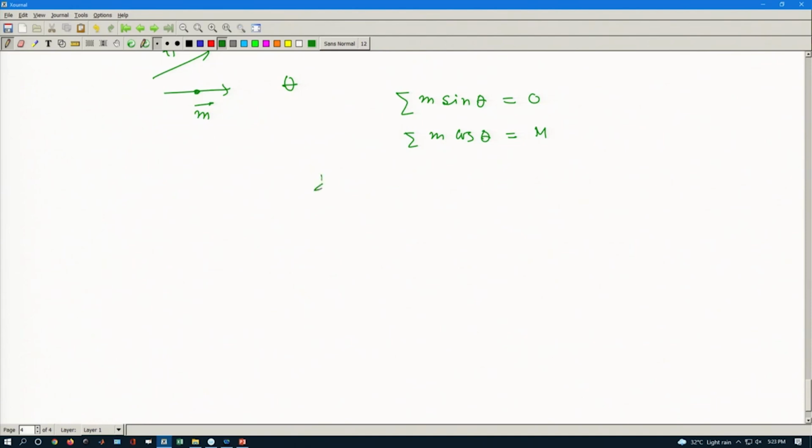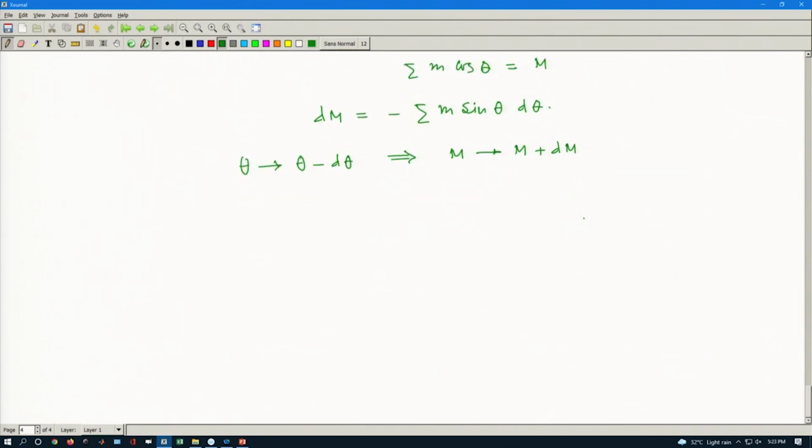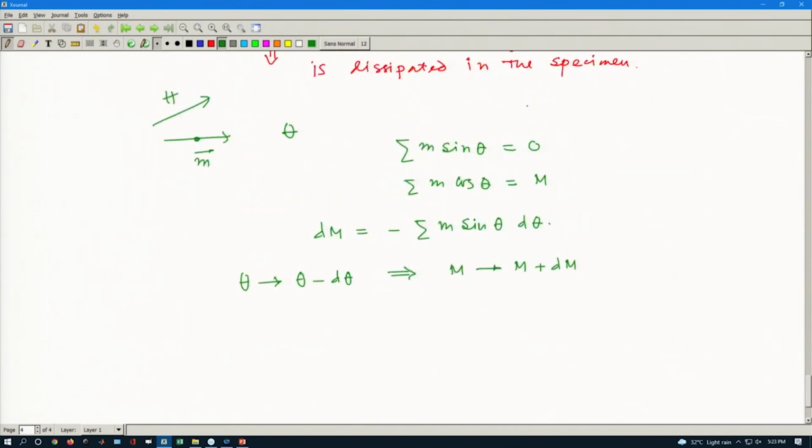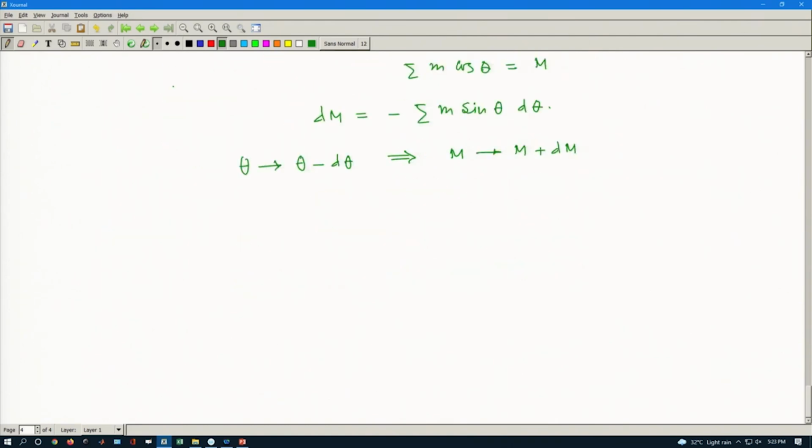So, from here we can calculate that dm should be minus m sin theta d theta. Why the minus sign? Because I am making alignment. If theta is reducing from theta to theta minus d theta, that eventually makes m increase, m goes to m plus dm, because if theta is 0, then we have maximum magnetization, as m and h will be in the same direction. So, that is why the negative sign should appear.